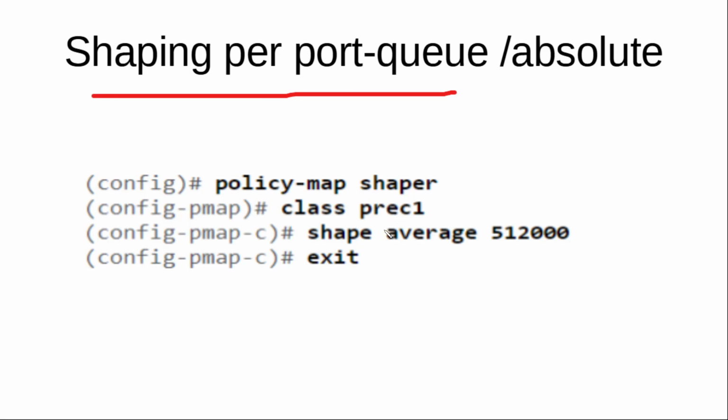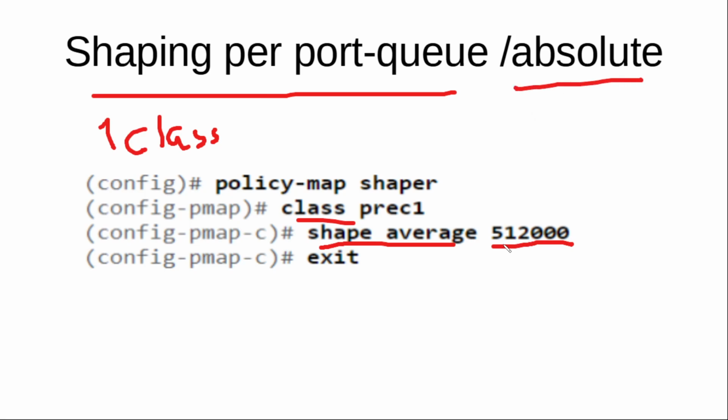lets me have a shape average command per class. This is the easier example because I only have one class, and within this one class, the shaping command. Notice that I am using an absolute value, a maximum rate. In this case, I am setting the maximum rate to 512 kilobits per second. And this is known as shaping per queue because this class is assigned one queue.